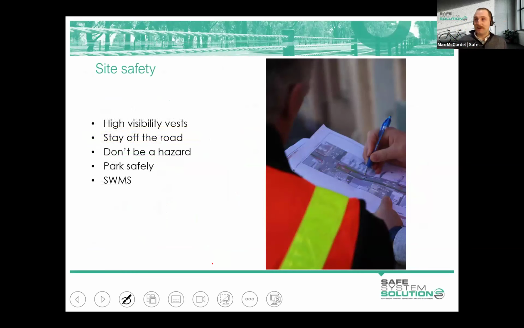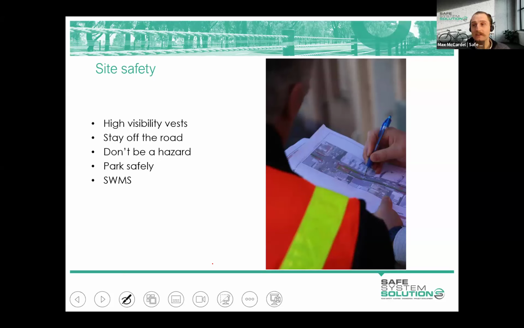As part of the assignment as well, we're actually going to get you out onto the site, which means we need you to be safe. So this is a mock safe system assessment, but the risks are very real. So if you are out there looking at specific features, please make sure that you are wearing high-vis vests. We don't want you to be a hazard. We don't want you to put yourself at risk.